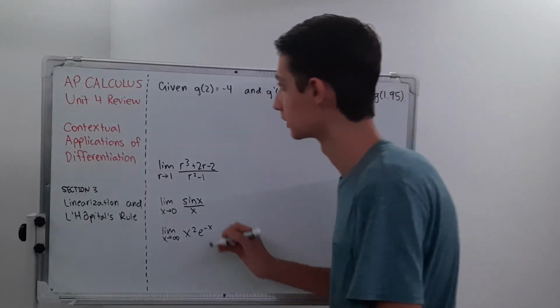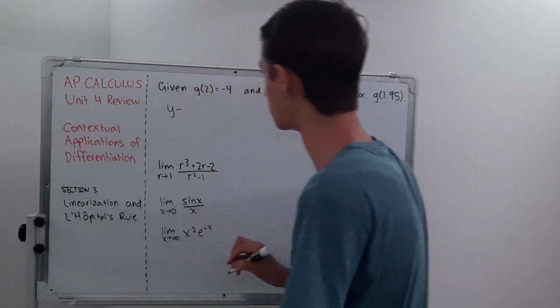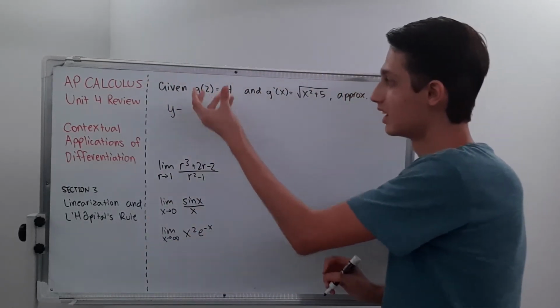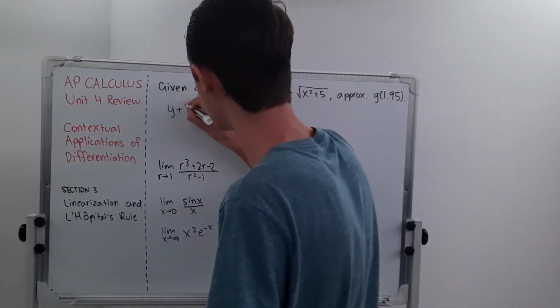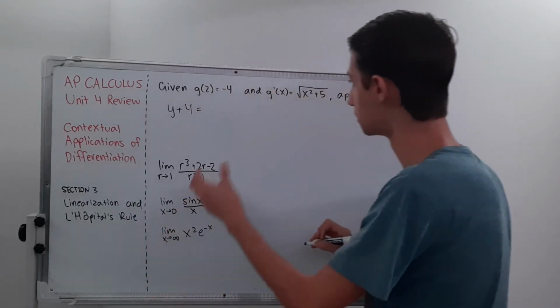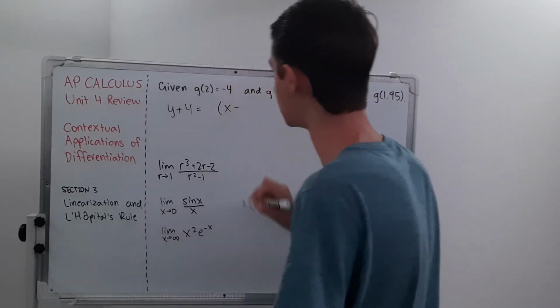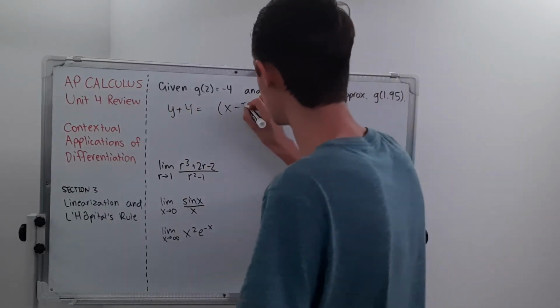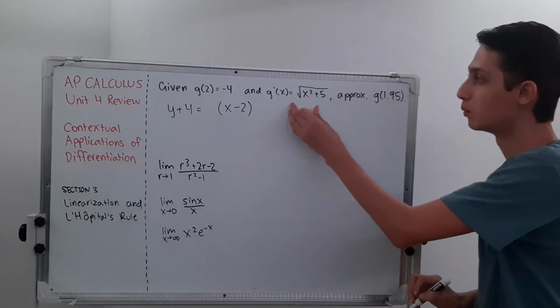Let's think about it this way. If we know point slope form, it's y minus y1. In this case, y1 is negative 4, so it's y minus negative 4, which is y plus 4, equals a slope, and I'll talk about the slope in a second, times x minus 2. That's our point slope form. So what is the slope?